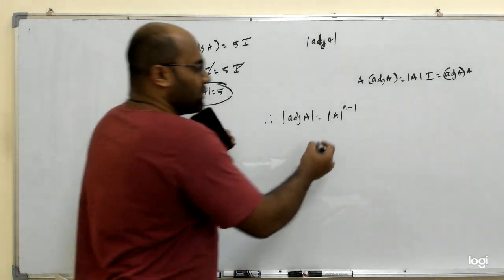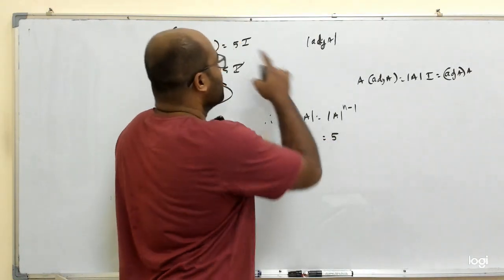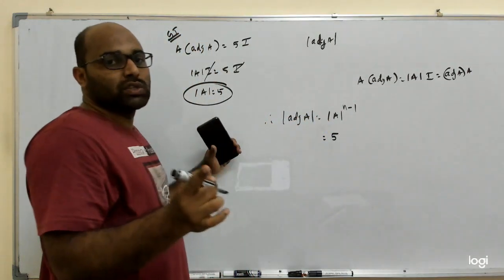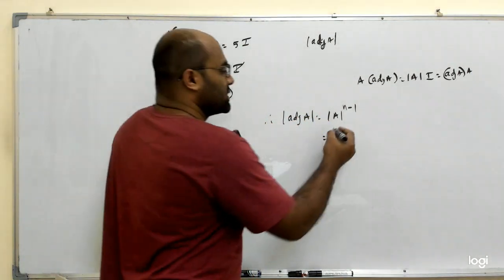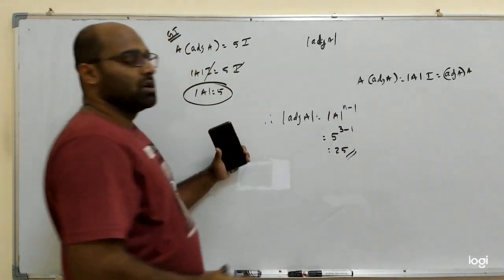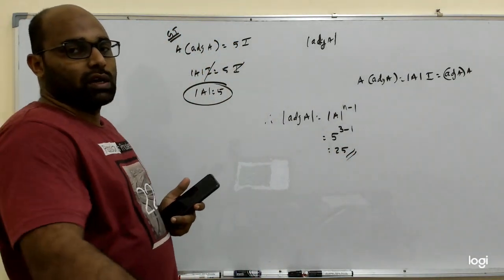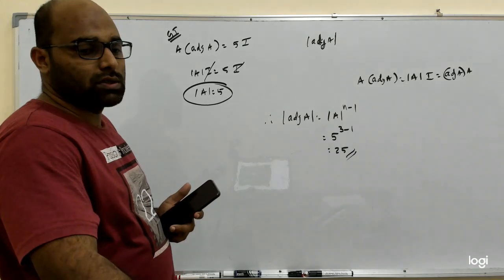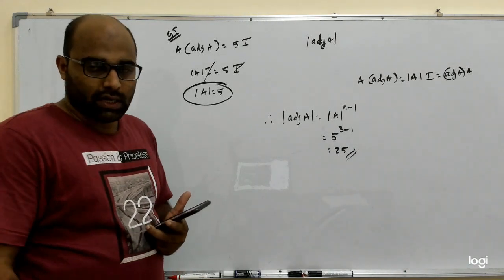Determinant A we have 5. And n means order. Already mentioned the order is 3 by 3. So 3 minus 1 is 2. So the answer will be 25. Please pause the video and complete. Okay, next one.